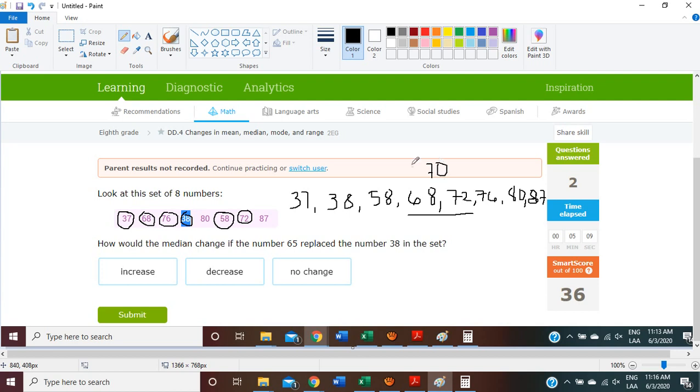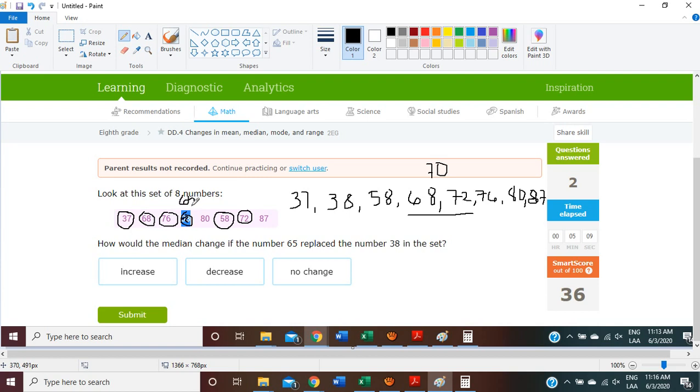Now, the question says, how will the median change if the number 65 replaces the number 38? So instead of 38, we're going to have a 65. So this is not going to be 38, the number is going to be 65.